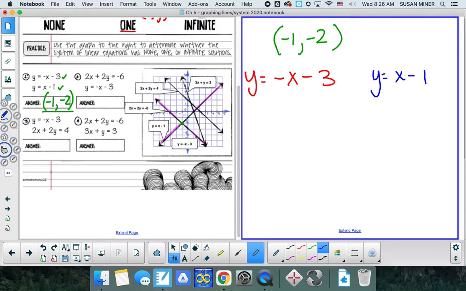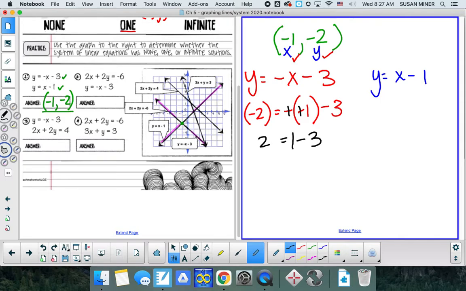Okay. So what we're going to do now is substitute in our x and our y value and solve this equation and see what we get. So the first thing I'm going to do is substitute in a -2 for y because that was my y value up here. And I'm going to substitute in for x a -1. And then I'm going to solve. So negative times a negative is going to make that positive, and I'm going to get 1 minus 3 is equal to 2, and so 2 is equal to 2. There's my true statement.